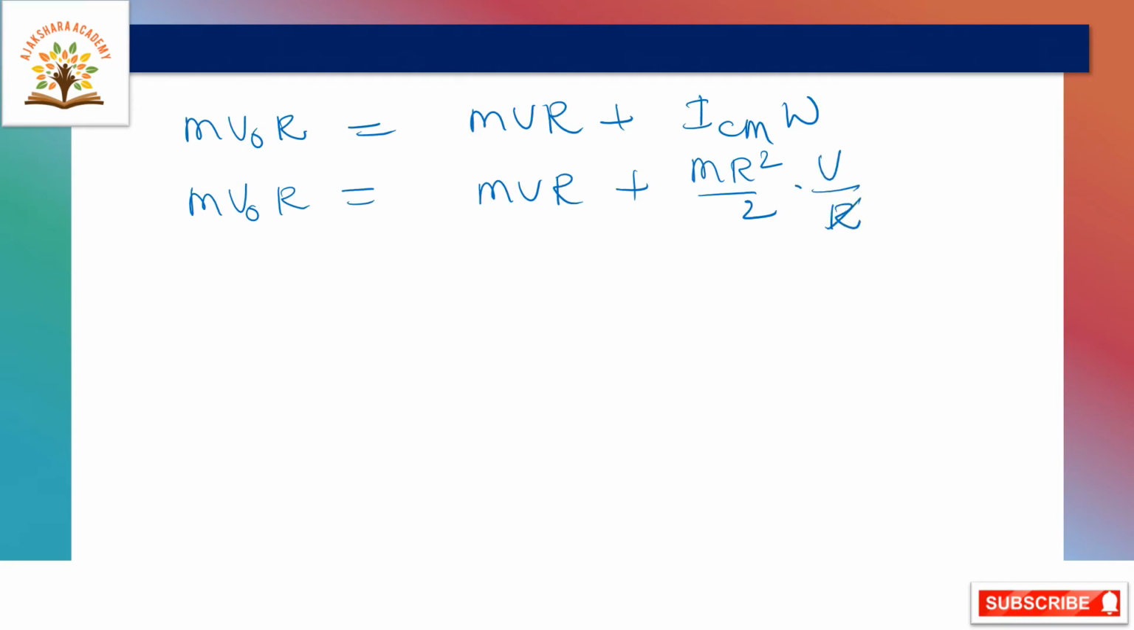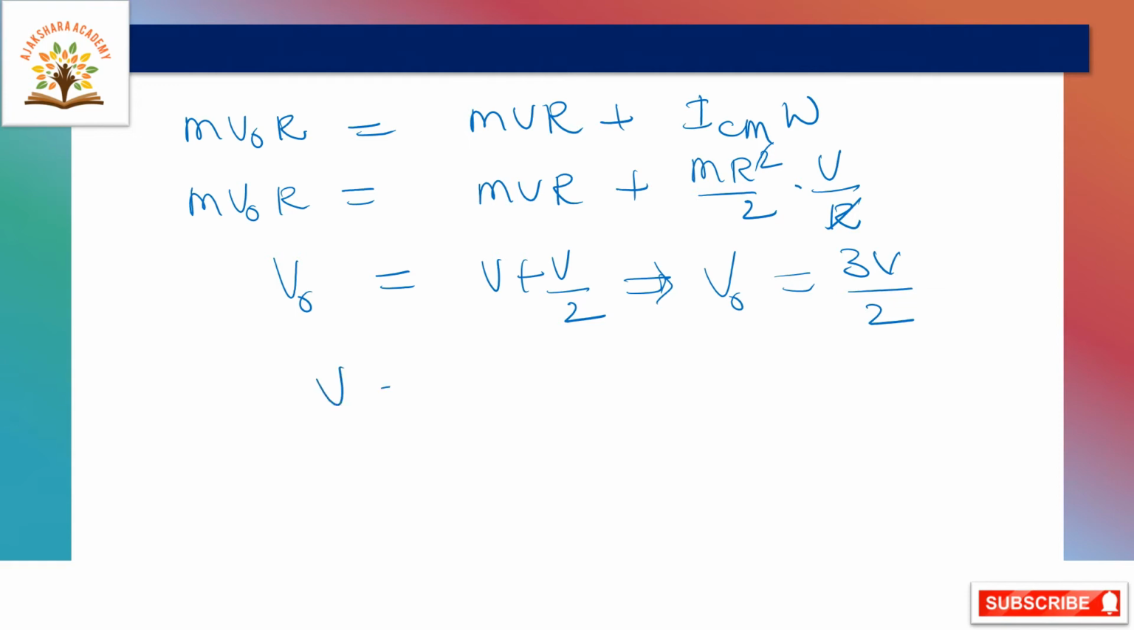Now r cancels. From this we write v0 is equal to m r, taking the entire thing common and cancelling. The remaining is v plus v by 2. That implies v0 is equal to, after taking LCM, 2v plus v, 3v by 2. So v is equal to 2 by 3 v0. This is the final expression. Next we will go to the next question.